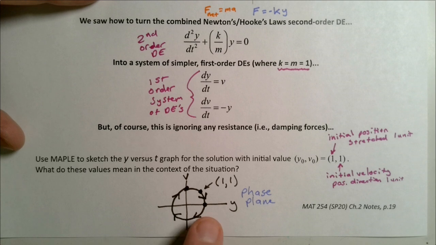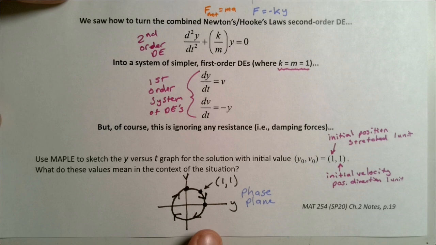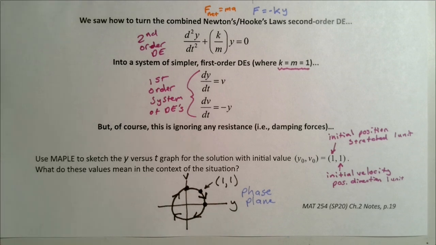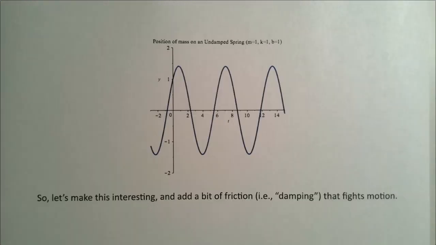So you will never see your mass on a spring move like this. It's not going to look like a circle. It's only going to behave this way on the phase plane. So you have to be able to interpret what's going on with the phase plane. So we'll take a look at the next page here.